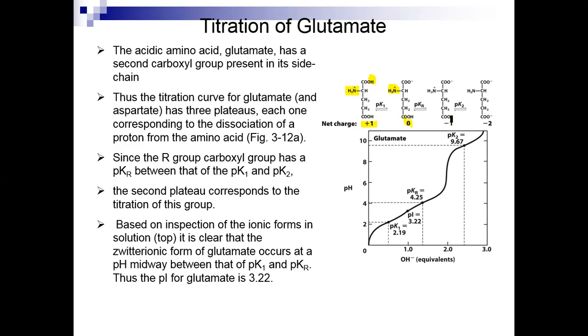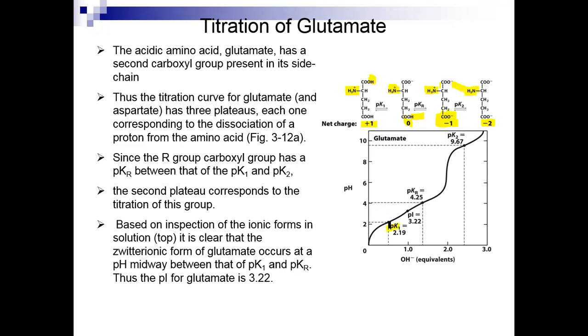Okay. After releasing the second proton, the net charge on the glutamate will be -1. And when the proton from the amine group is released, there will be a net negative charge, which is -2. Look at this. Now, we need to find out, okay, this is the titration curve of the amino acid glutamate.